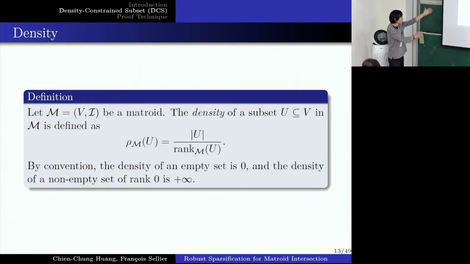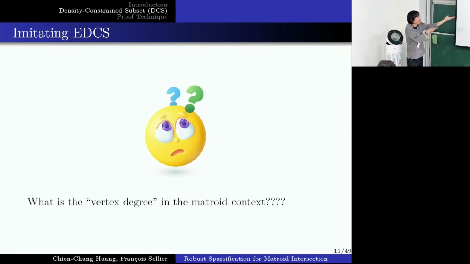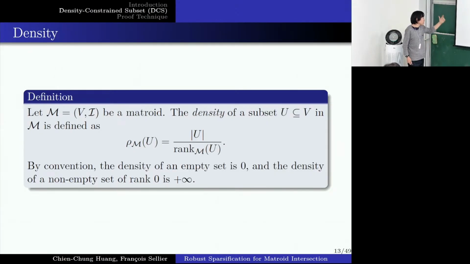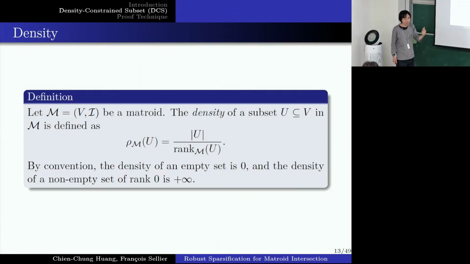Okay, good. So here's the definition. As I said, because it's unclear how to define the vertex degree, I now have to introduce a lot of technical terms. Bear with me. The first thing is the notion of density. Given a subset U, I define the density as the size of U against its rank. If it's the empty set, the density is 0, and for a non-empty set of rank 0, the density is infinity.